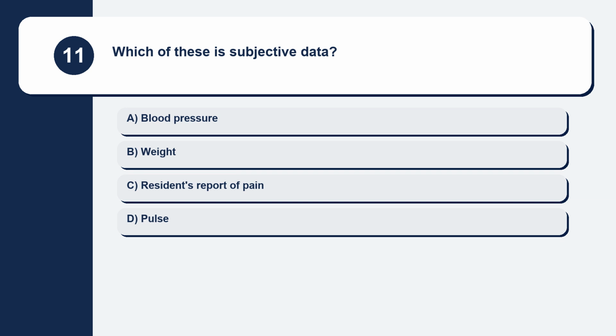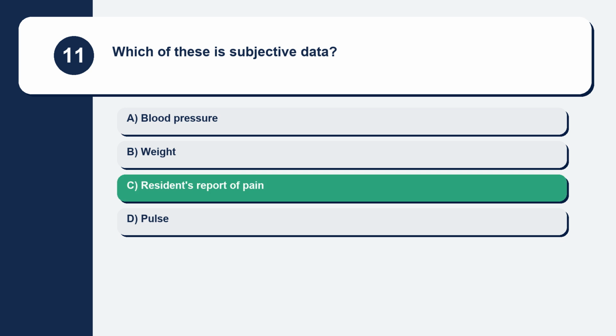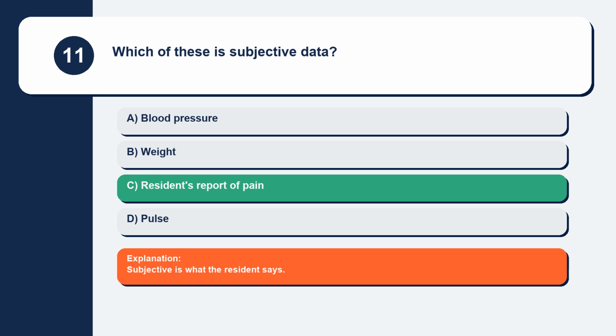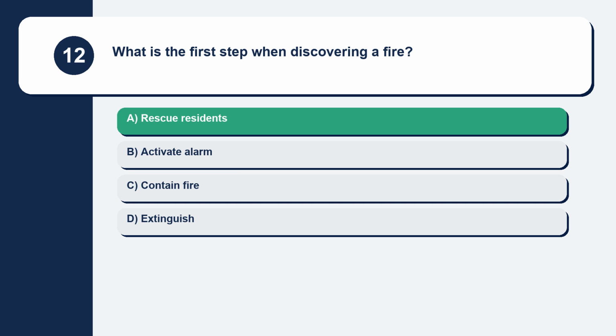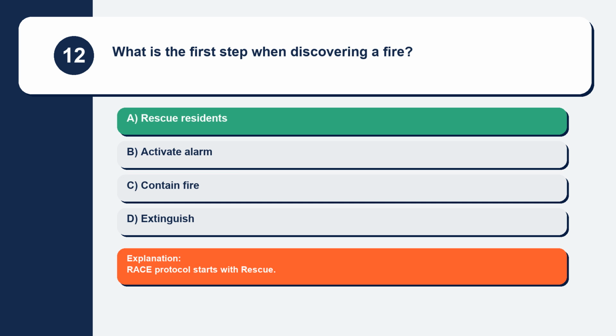Question 11. Which of these is subjective data? Blood pressure, weight, resident's report of pain, pulse. Subjective is what the resident says. Question 12. What is the first step when discovering a fire? Rescue residents, activate alarm, contain fire, extinguish. RACE protocol starts with rescue.